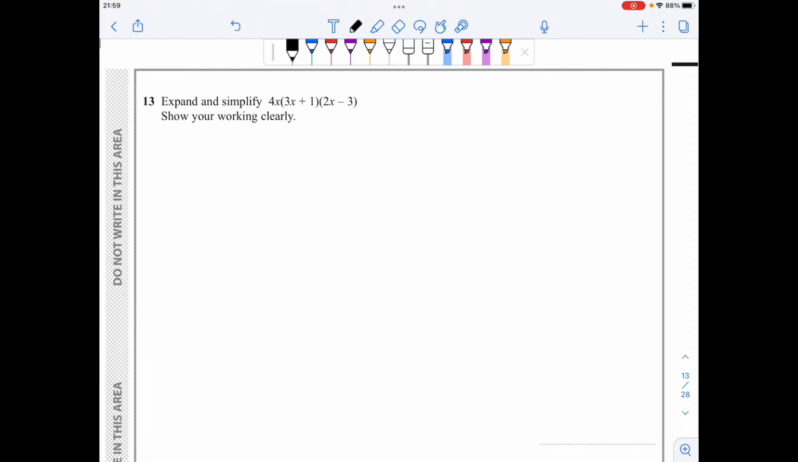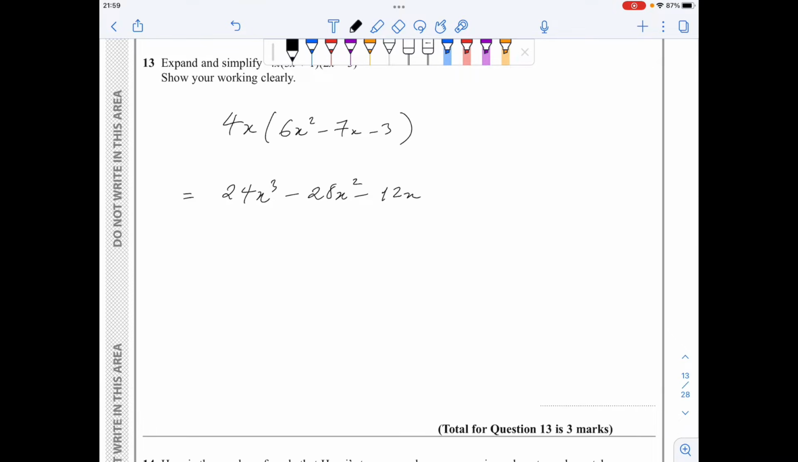For question 13, I'll first expand the two brackets. So 4x bracket 6x squared minus 7x minus 3. And if I further expand this, I will get 24x cubed minus 28x squared minus 12x, and that's the final answer.